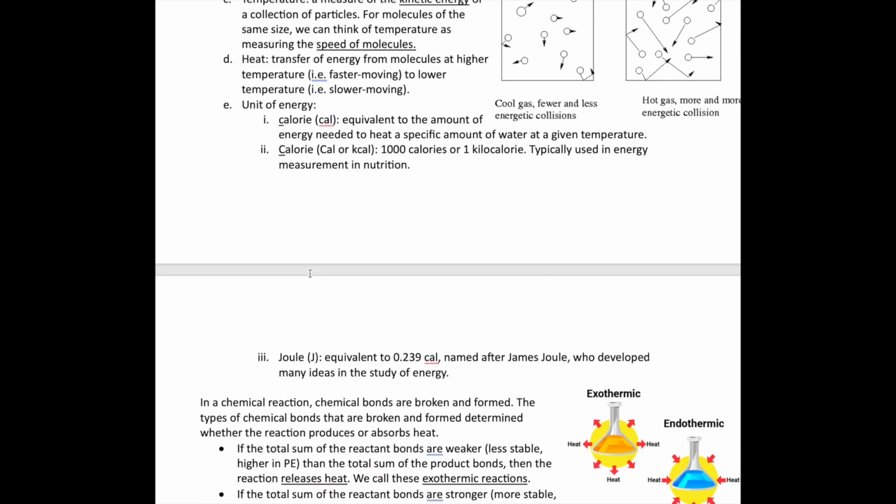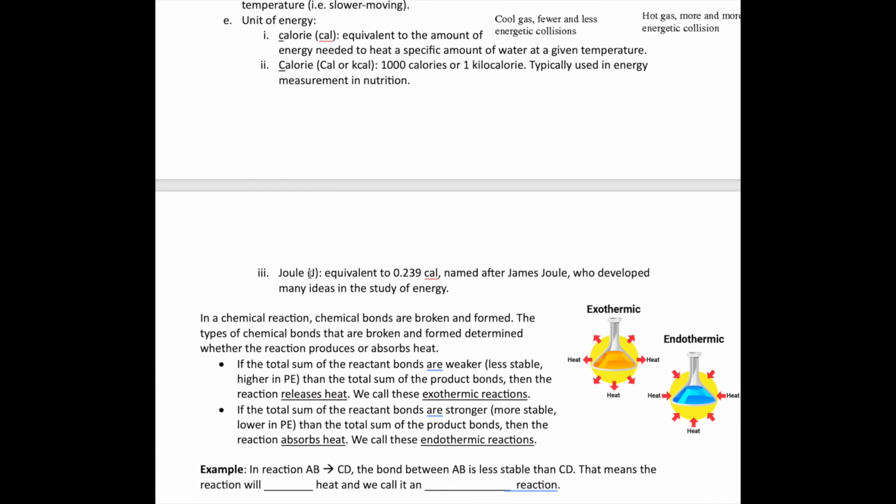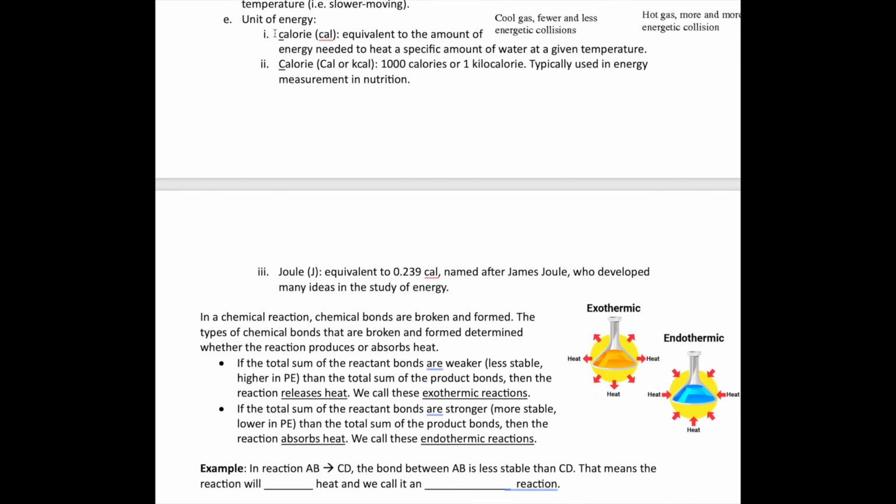Let's talk a little bit about the units we use to measure energy. There are three that I want you to know about. One is the calorie, written with a lowercase c. That's equal to the amount of energy that is needed to heat a specific amount of water at a given temperature. In fact, it's 1 gram of water for 1 degree Celsius. That definition was initially used back when people were trying to understand how to transfer energy from one form to another at the beginning of the Industrial Revolution.